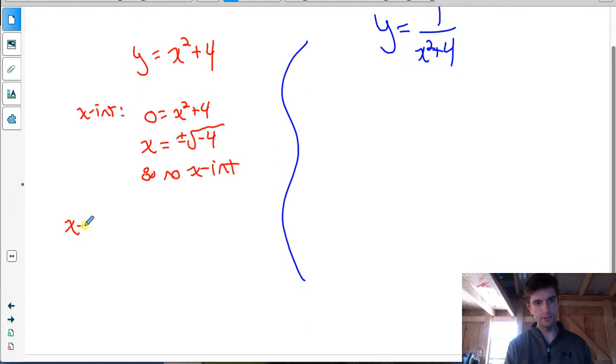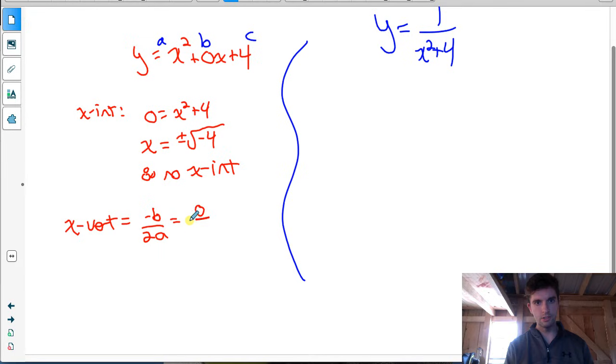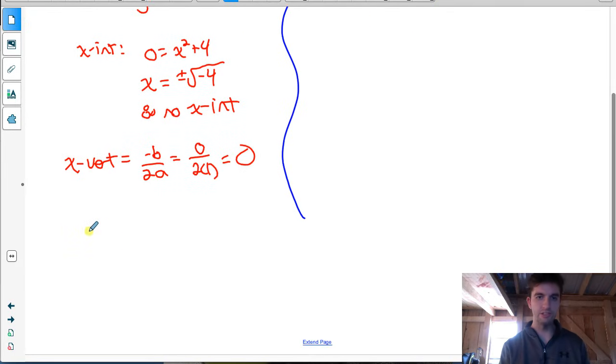Let's find the x-coordinate of the vertex. And I told you the formula we could use to find that is always negative b over 2a. This equation, maybe it's helpful for you if we think of it as x squared plus 0x plus 4. Just makes it obvious to you that the b value is 0. Our a value is 1, c is 4. So when I use this formula, I do negative 0 over 2 times 1. That's just 0. The x-coordinate of the vertex is 0.